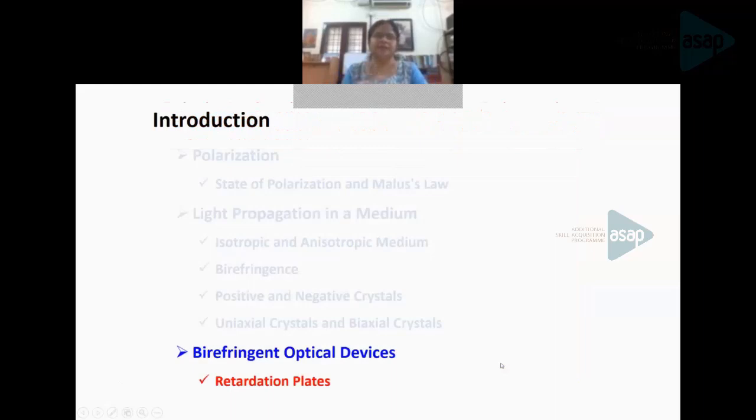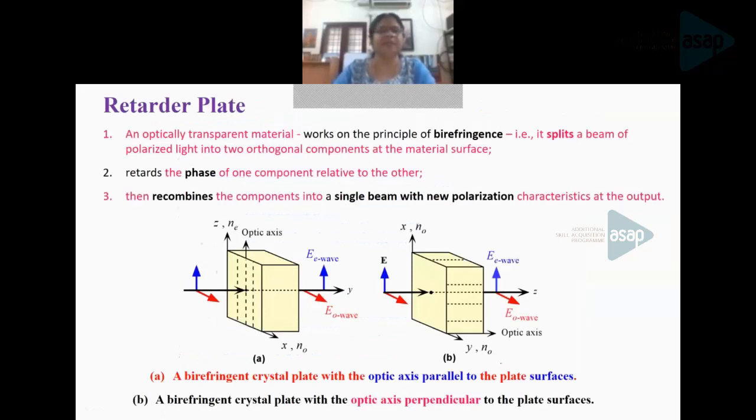Okay. Now, finally, in the introduction part, retardation plate. These are very important. Retardation plates are optically transparent material that works on the principle of birefringence. That is, at the crystal surface, it splits into two different beams. Incident light splits into two different beams, and this retardation plate retards the phase of one of the components relative to the other, and at the output, they recombine and form a single beam with new polarization.